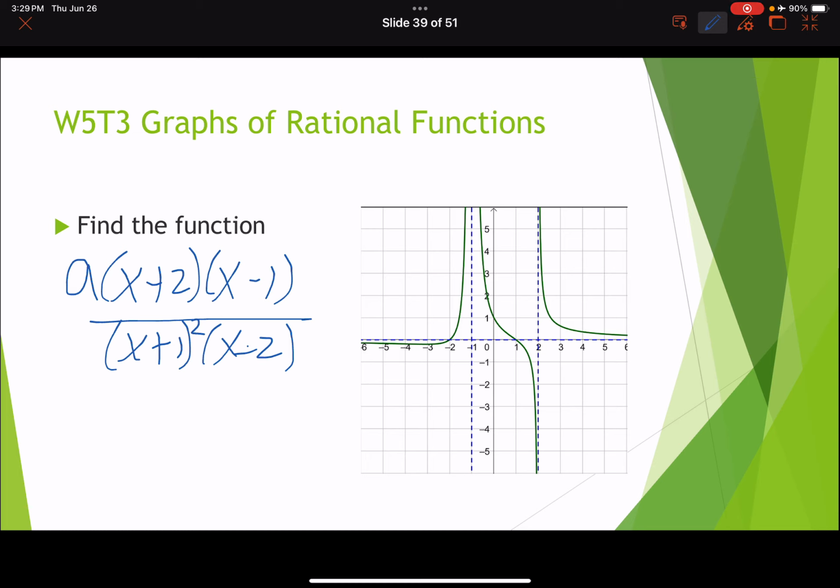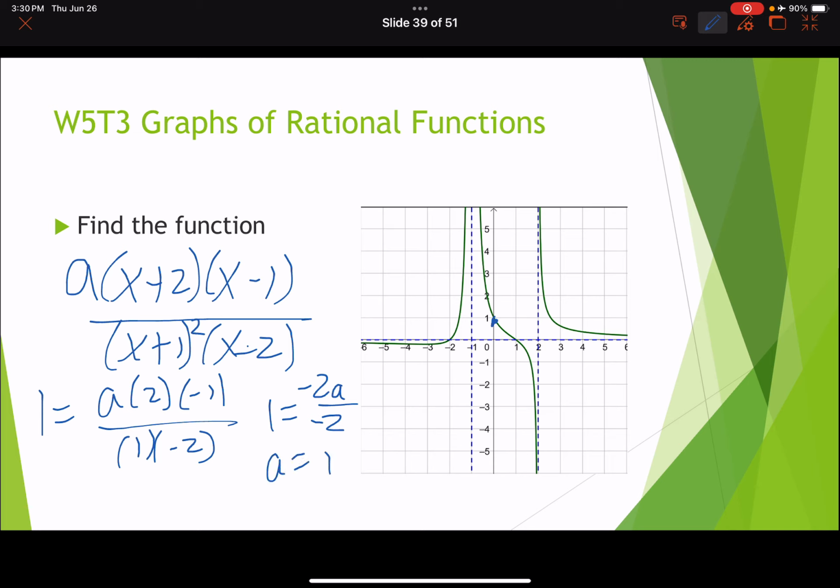So the only thing that we need to find now is the a value. What we would do is put in a value that we know is on the function. I'd say let's put in x equals 0, because at x equals 0, the graph crosses at 1. So we're going to say that 1 equals a times (0 plus 2), which is 2, times (0 minus 1), which is -1, over (0 plus 1) squared, which is 1, times (0 minus 2). And so we get that 1 is equal to -2a over -2, which leads to a being 1. So our a value is 1.